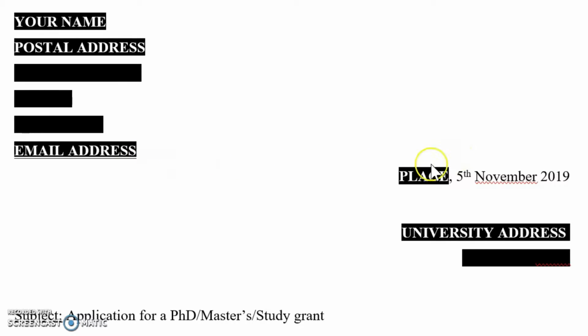Then on the right side, skip a line and you can write the place if you are in Nairobi and the date on which you're writing this letter. Then of course, this is the address of the institution you are applying to. If you are applying to University of Nairobi, or to Technical University of Munich, you write here the address of the school. If you don't know the address, go online on Google and find out the address so that you can write it there.